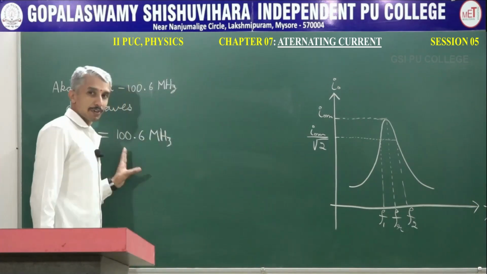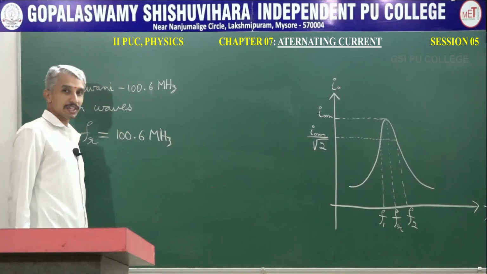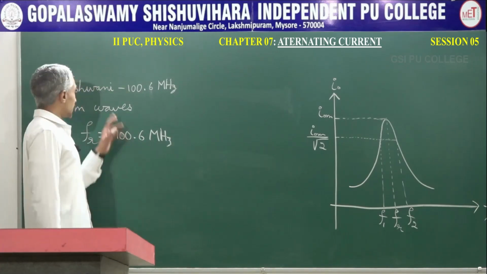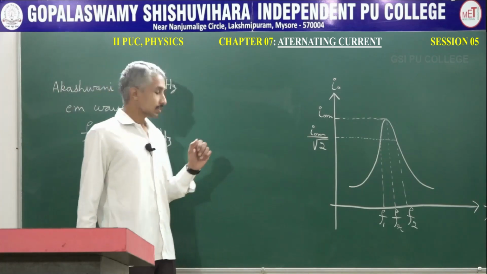So if I am able to design a series LCR circuit whose resonant frequency is 100.6 megahertz, then the electromagnetic waves of Akashvani which I received are going to increase in strength.